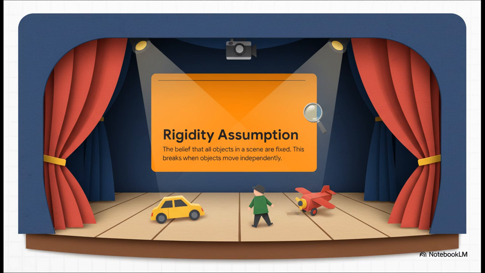It all comes down to this one core idea called the rigidity assumption. See, older state-of-the-art models, like a really good one called DUSt3R, were all built on this very simple but flawed belief that the entire scene is one solid rigid object. It basically assumes the only thing moving is the camera. And that's fine for buildings or landscapes, but in the real world, well, people walk, cars drive, things move. Every single one of those movements completely breaks that fundamental assumption.